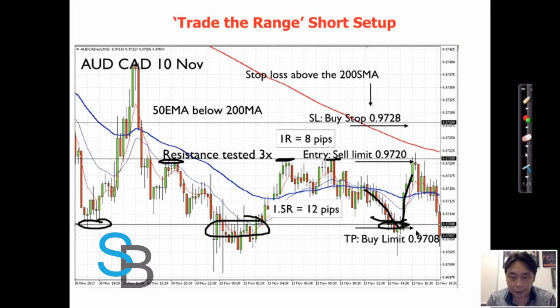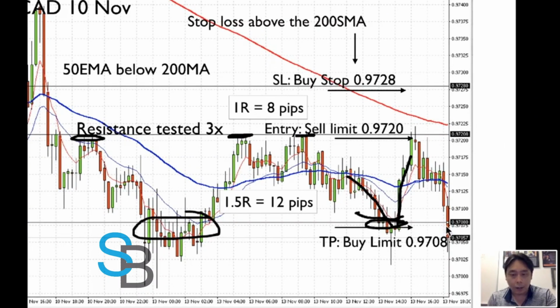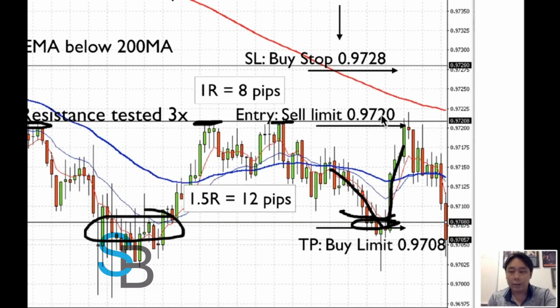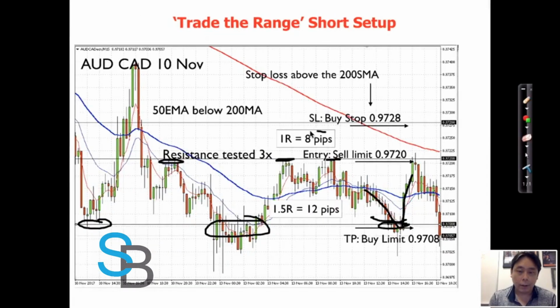My profit target, I placed it just at the support over here at 97.08. So 97.20 minus 97.08, that's 12 pips. So I've got 8 to 12. I've got a risk to return ratio of 1:1.5. It just meets my criteria, so it's a valid trade.